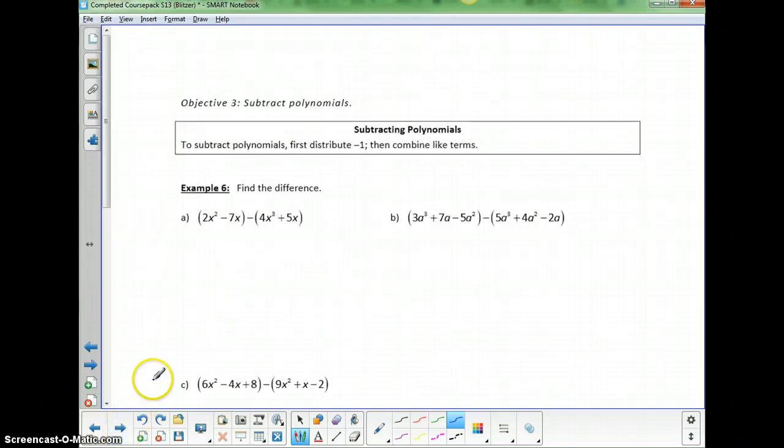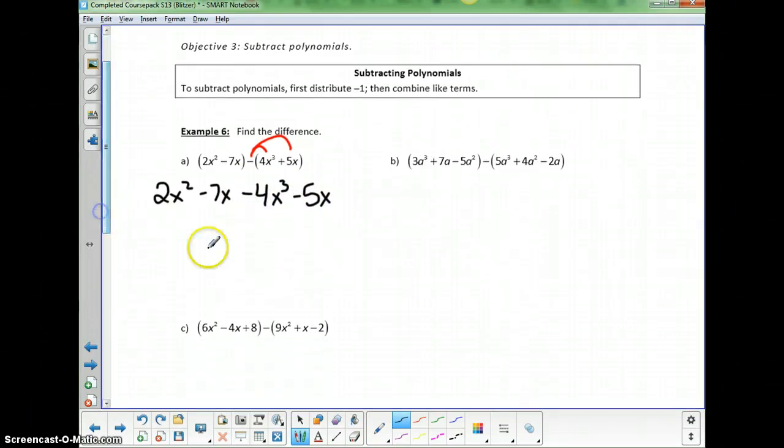Now in the next objective, we are subtracting polynomials, and here I do need to pay attention to those parentheses because the negative from the subtraction needs to be distributed. So let's rewrite this. This is 2x squared minus 7x minus 4x cubed minus 5x. Now we'll combine like terms since we've already distributed that negative, starting with the leading term of negative 4x cubed. Next we'll go for the x squared, so we've got 2x squared, and finally negative 7x minus 5x is negative 12x.